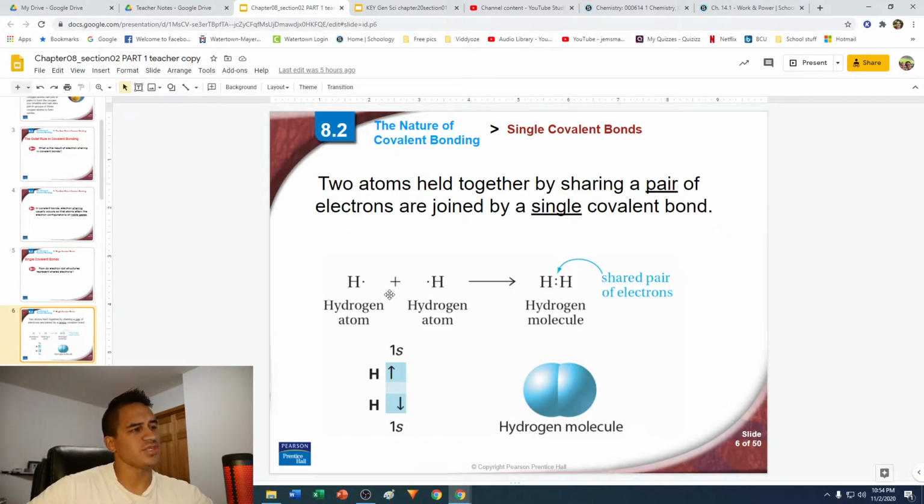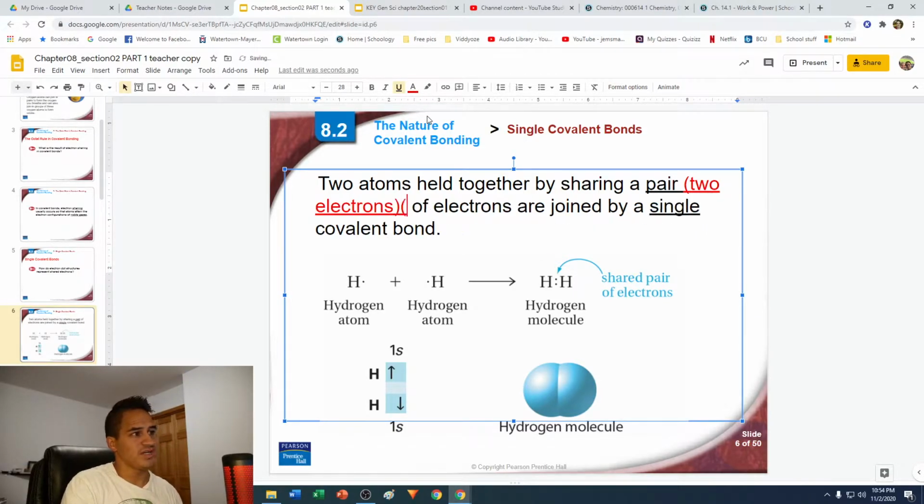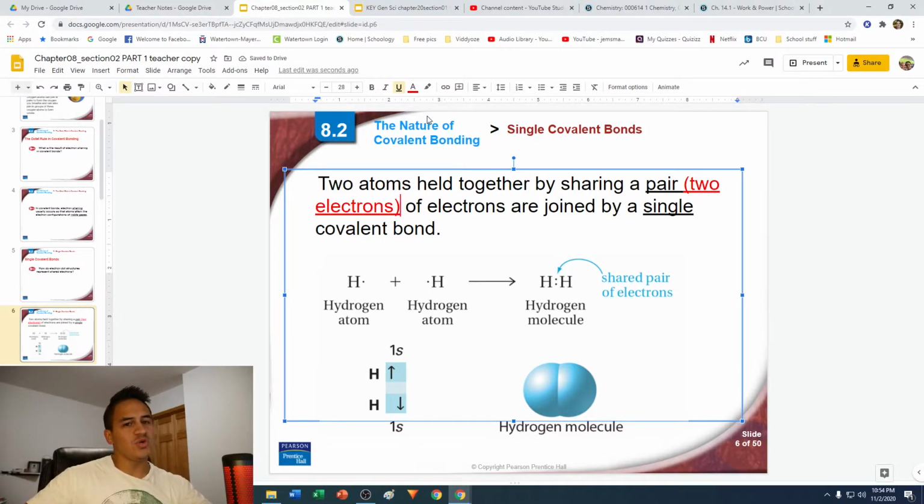So two atoms that are held together by sharing a pair of electrons is what we call a single covalent bond. Okay, now a pair of electrons specifically is 2 electrons. A pair is 2. So if we have 2 electrons in between atoms, that would be one pair, and this is what we call a single covalent bond. So in this image here, we have 2 hydrogen atoms.